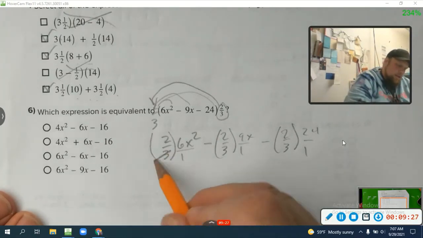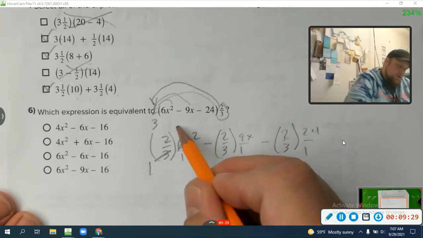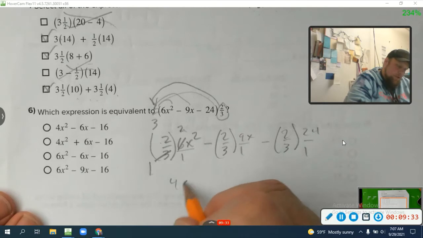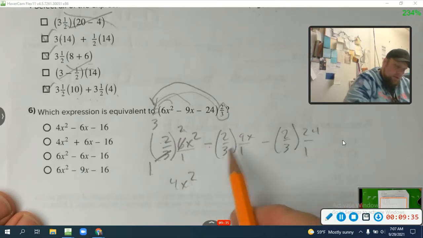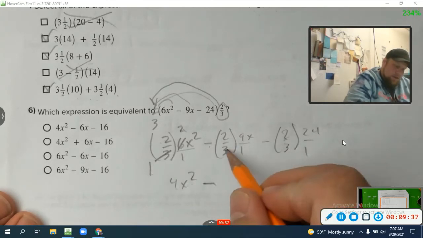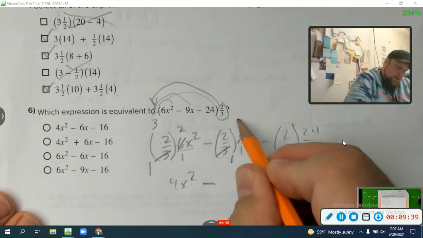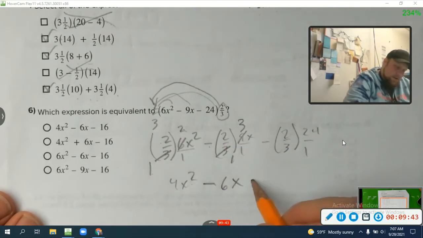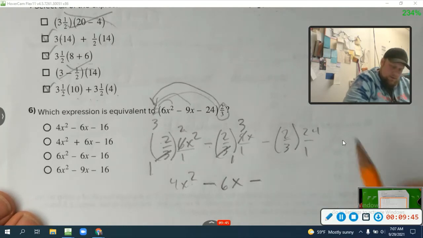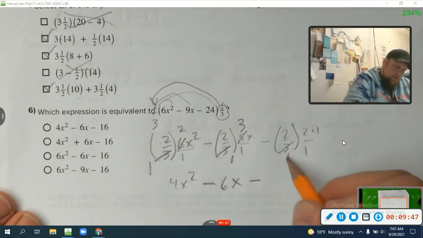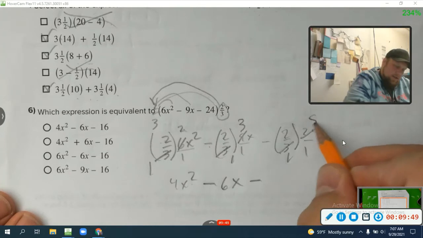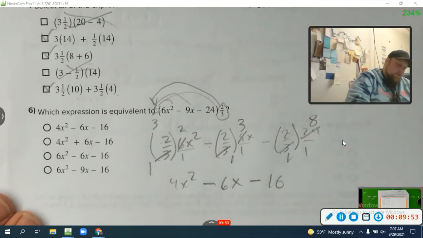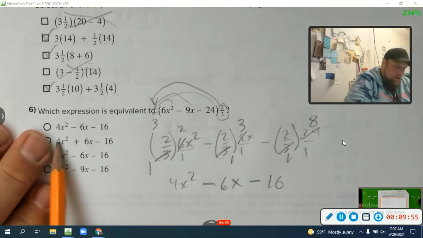And I cancel out. 3 goes into 3 once, goes into 6 twice. 2 times 2 is 4. I'm left with 4x squared. This is a minus, so I'm going to say minus. Again, 3 goes into 3 once, goes into 9 3 times. 2 times 3 is 6x. Minus, again, 3 goes into 3 once, goes into 24 8 times. 2 times 8 is 16. So let's find out. I have 4x squared minus 6x minus 16.